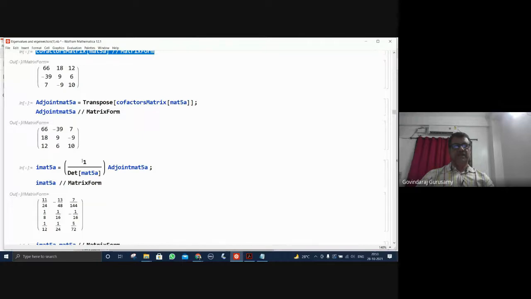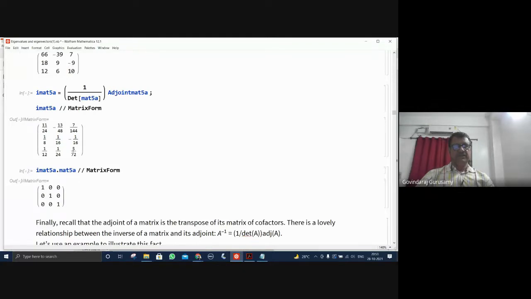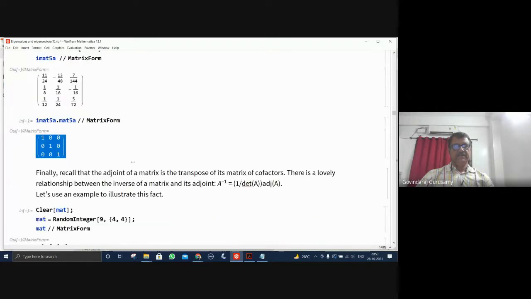Transpose, then that is defined as the adjoint of the matrix, and then you divide that by the determinant of the corresponding matrix, then you have the so-called inverse of the matrix. Then the inverse of a matrix times the matrix gives the so-called identity matrix.